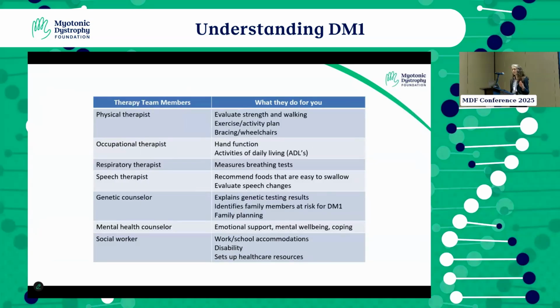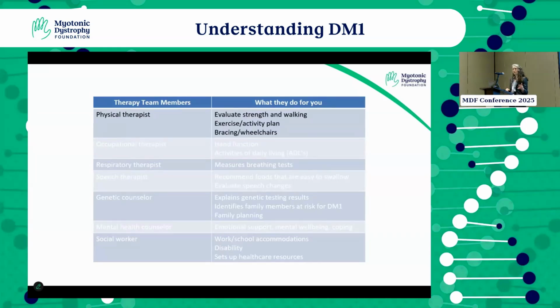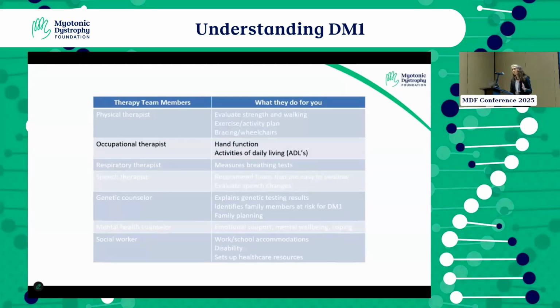This is a list of our therapy team members that we have in clinic. Our physical therapist will evaluate people's strength and watch them walk and come up with exercise and activity plans for them, as well as addressing any bracing or wheelchair needs. Occupational therapists focus on hand function. They are really helpful in working through grip myotonia, which can sometimes be interfering with people's work or their activities of daily living, and they have a lot of strategies to help overcome that.